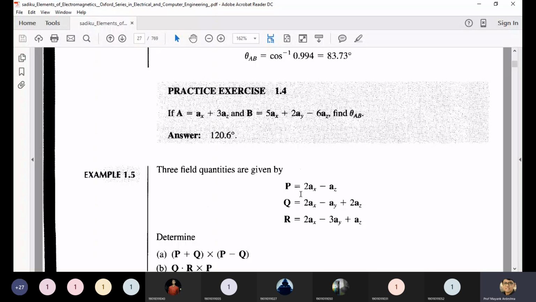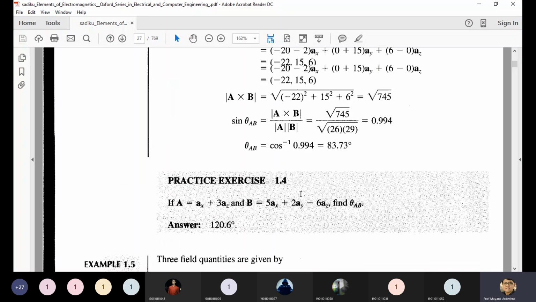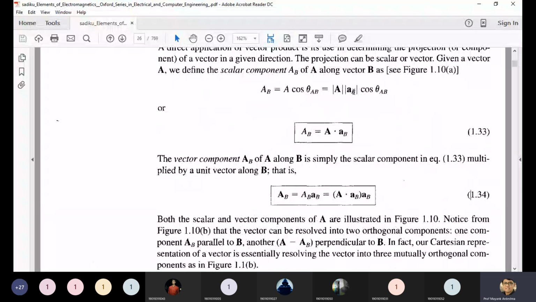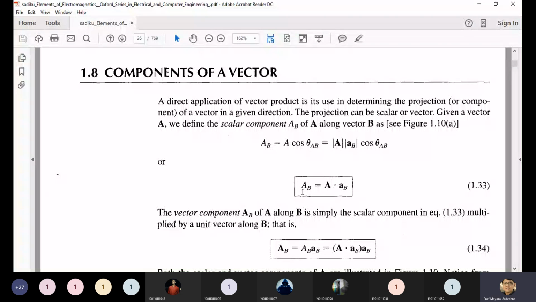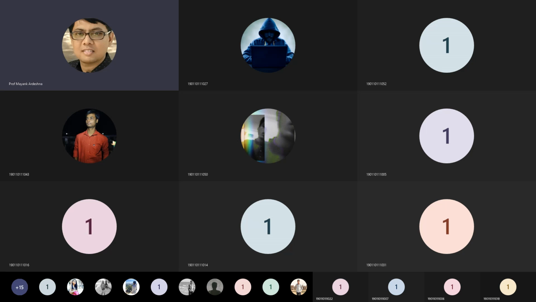Try to solve it on your own. Use this equation. Now instead of A and B, it is P and Q. So what can we write? P of Q is equal to capital P into the unit vector of Q. This is the scalar component and this is the vector component. So just try to solve this. Everyone try to solve it.